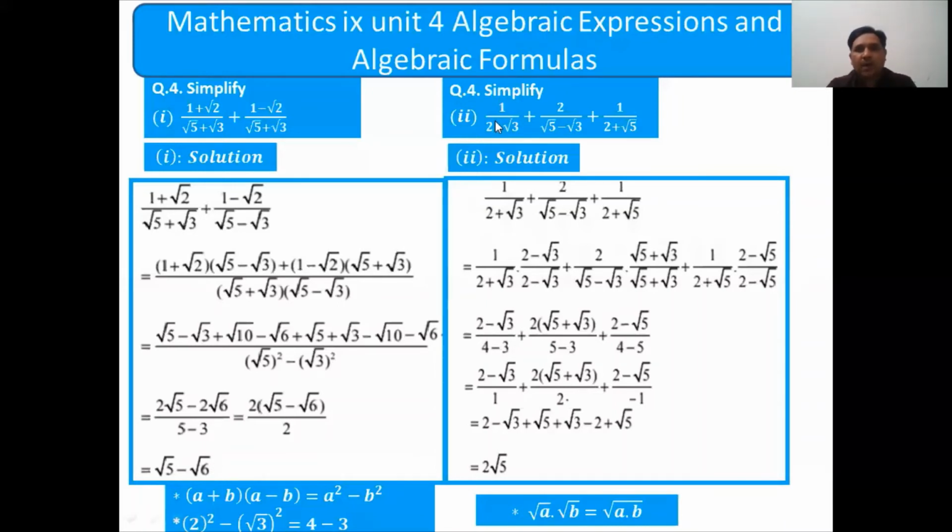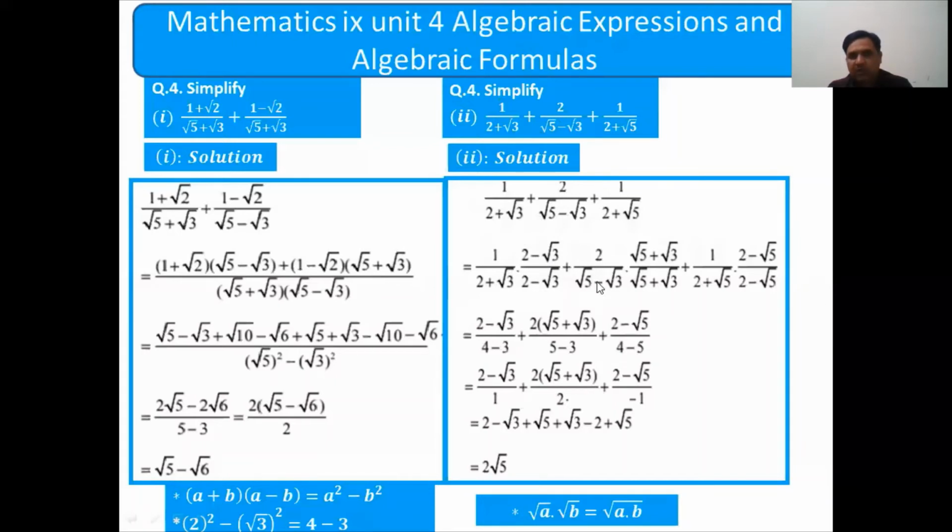Part 2: 1 divided by 2 plus square root of 3 plus 2 divided by square root of 5 minus square root of 3 plus 1 divided by 2 plus square root of 3. So first we rationalize these terms. For rationalization, we have to multiply with the conjugate. So the conjugate of 2 plus square root of 3 is 2 minus square root of 3. So we have to multiply and divide each term with the conjugate. And now here the conjugate of 2 plus square root of 3 is 2 minus square root of 3, so multiply and divide with 2 minus square root of 3.